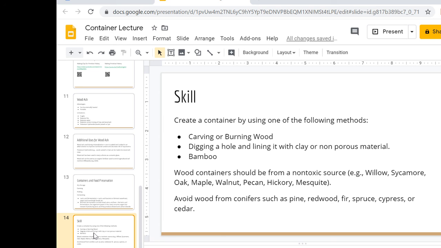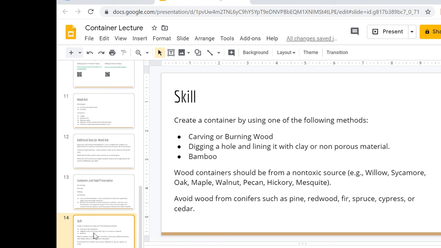If you use wood, make sure it's non-toxic. So we're looking at willow. Yes, willow has salicylic acid. That's the active ingredient in aspirin, but it's not enough to hurt you. Sycamore, oak, maple, walnut, pecan, hickory, mesquite, any of those could be used.